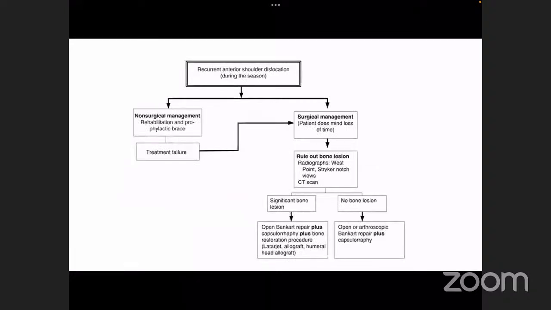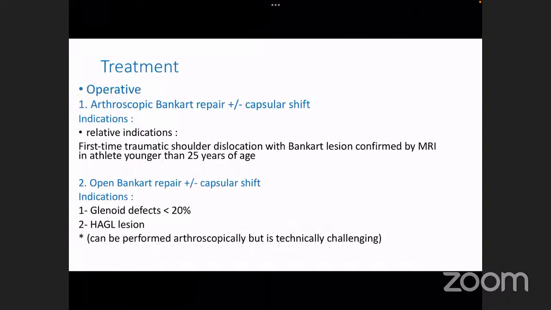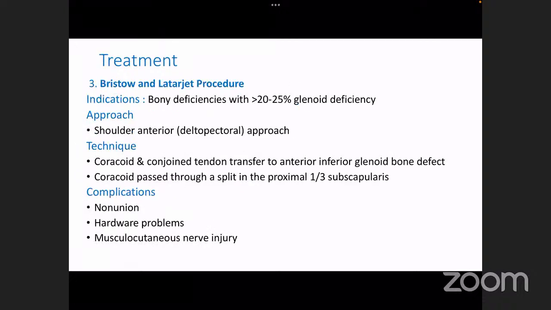This is another management slide. These are the surgical options that I told you before: arthroscopic repair and capsular shift. These are the indications: first traumatic shoulder dislocation with Bankart lesion confirmed by MRI, or open Bankart repair with capsular shift with glenoid deficiency of 20% with a Hill-Sachs lesion. The Latarjet procedure, as you know, is a common question. It might pop up as a Dr. Victor approach question, and from that it might take you to the Latarjet procedure.